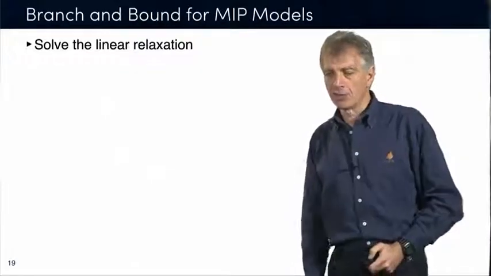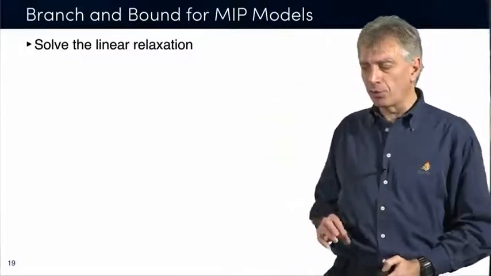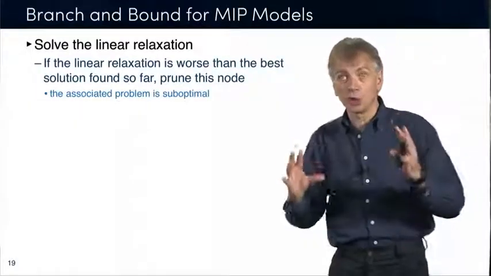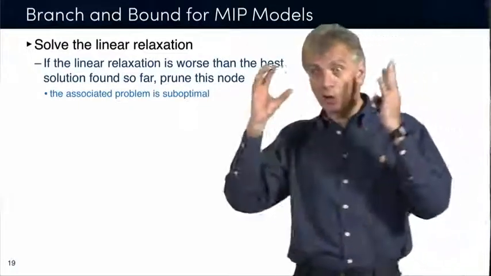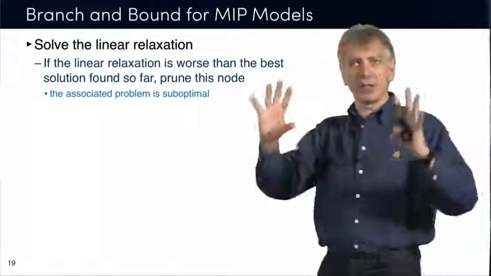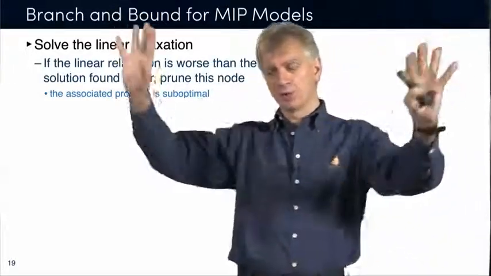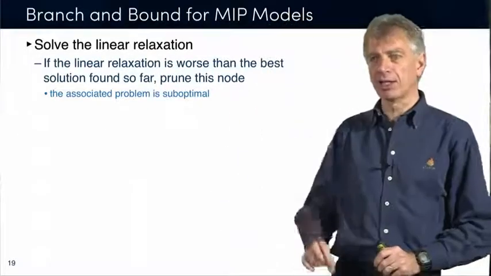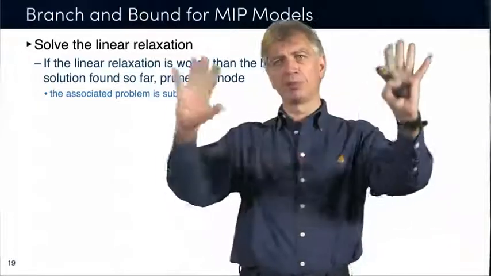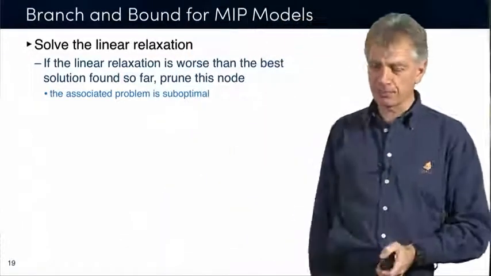So a branch and bound for MIP models is going to be solving the linear relaxation at a particular node. You look at that node and say, "I want to solve the linear relaxation." If the linear relaxation is worse than the best solution you have found so far, you can prune that node away. It basically means that the subproblem associated with that node is provably suboptimal. You can get rid of it.